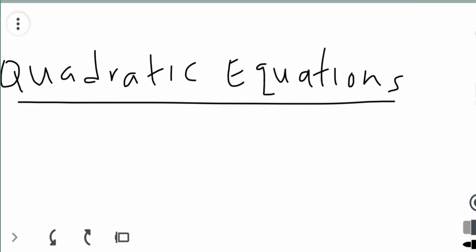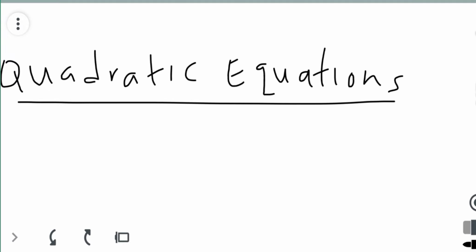Today we'll be discussing quadratic equations. Quadratic equations are second degree equations. You have to take note of that. It is an equation in which the highest power of the unknown is 2.